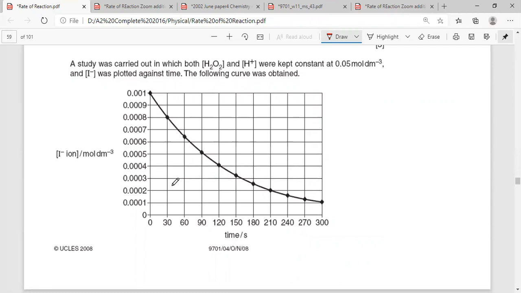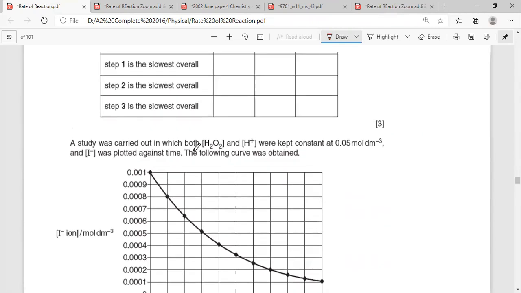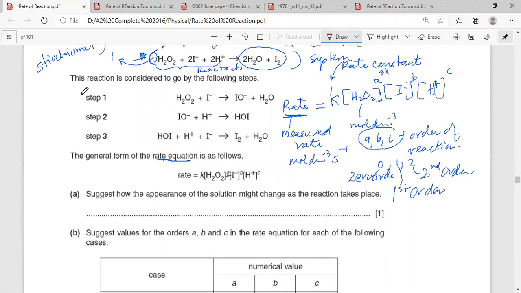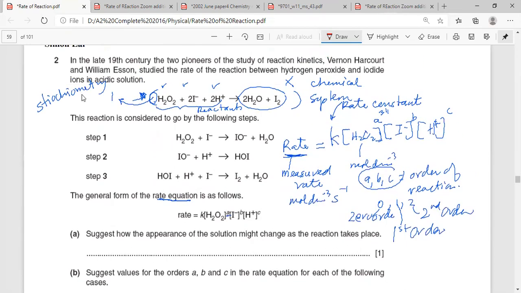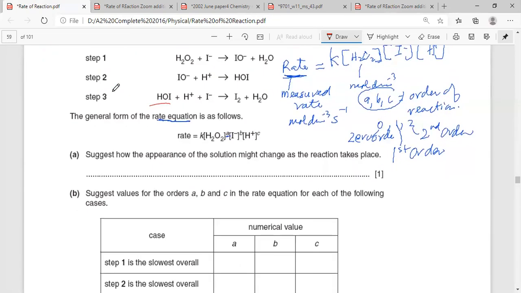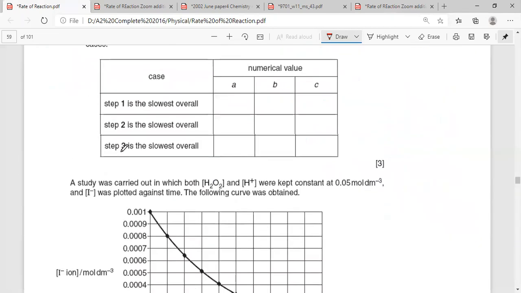Now here is a very simple question here. Remember, this reaction here, the mechanism I will do, I think next week probably. So these are three reagents: hydrogen peroxide, I minus and H plus. Now this is the mechanism. We will do this later. Don't worry about this. Now here's a general equation which I talked about last week. General rate law, and so forth here.